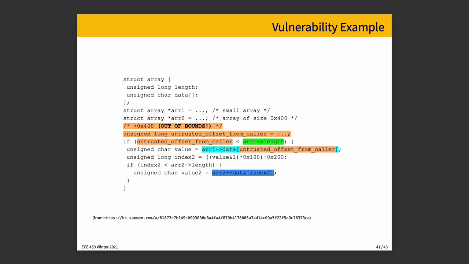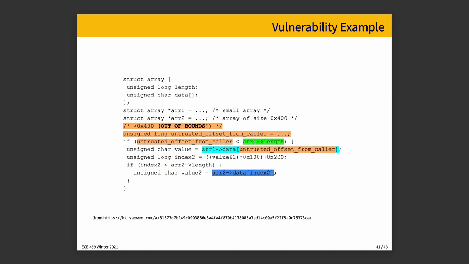So here, again, in C, is a demonstration of how you would figure out some data that you're not supposed to get. So we're going to create an array here, array 1, which is small, and then array 2, which is of size hex 400. So anything that is above that is going to be out of bounds. What we're going to do is assign unsigned long untrusted offset from caller is some value. And if that value is less than array 1's length, then unsigned char value is look at array data with this unsigned offset, and unsigned long index 2 is value and then a bitwise and with the number 1 times hex 100 plus hex 200. And if index 2 is less than array 2 length, then unsigned char value 2 is array data index 2.